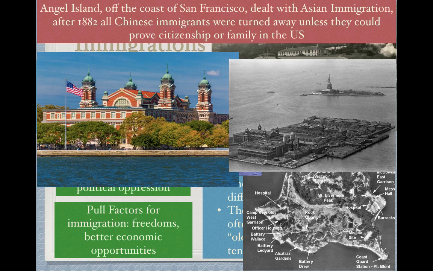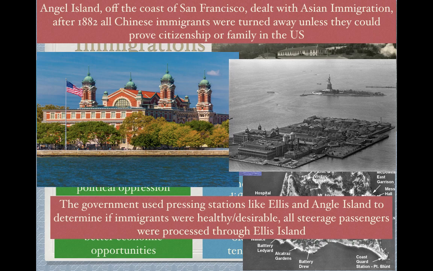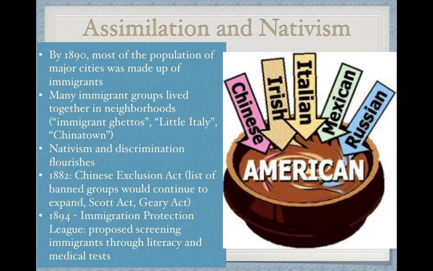This is Ellis Island. This is the big port of call for European immigrants. The government would use processing stations like Ellis and Angel, not Angle Island, to determine if immigrants were healthy or desirable, and all steerage passengers are going to be automatically processed through Ellis Island.